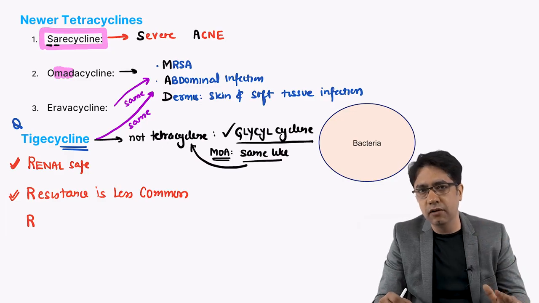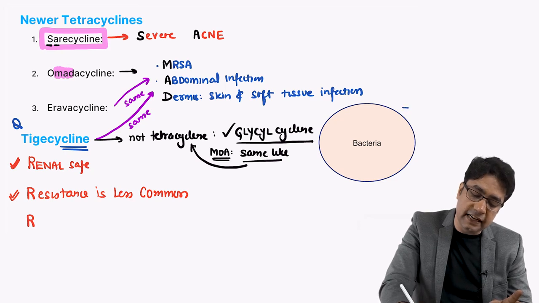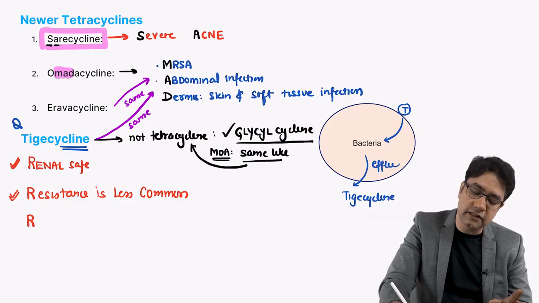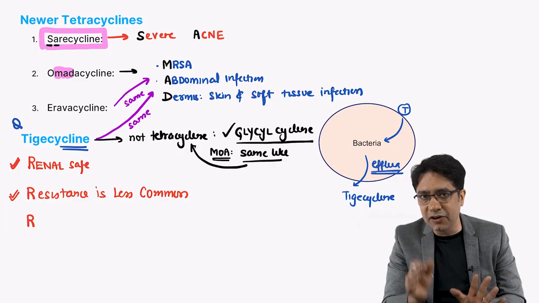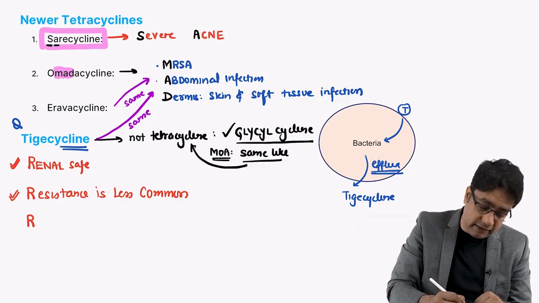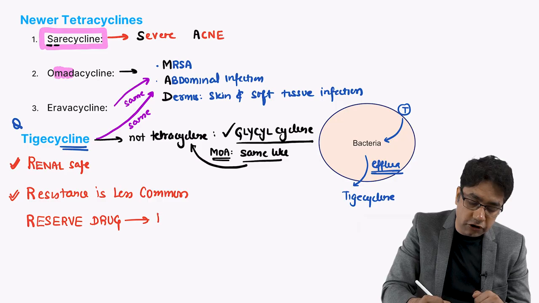So just recall what was the cause of resistance to tetracycline. Again, when tigecycline enters into the bacteria, efflux pumps pump out this tigecycline. So the cause of resistance was similar to tetracycline, but it is less common. Because the resistance is less common, right now, this tigecycline is a reserve drug. We don't use it commonly. It's a reserve drug for hospital-acquired infections.